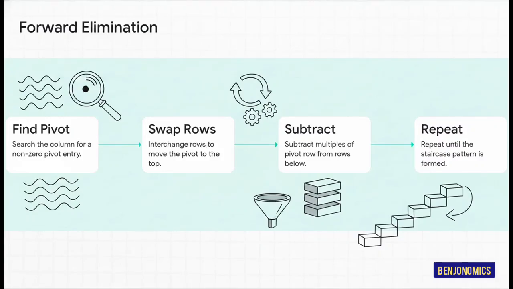Section 3. The Gaussian elimination method. So, how do we actually create that beautiful staircase pattern? Well, we use Carl Friedrich Gauss's brilliant method, specifically the forward elimination phase. It's a flawless step-by-step algorithm. First, you search a column for a non-zero pivot entry. Second, you swap rows to get that pivot right up to the top. Third, you subtract multiples of that pivot row from the rows beneath it. And finally, you just repeat that process until the staircase takes shape. It's a purely mechanical process that economists use to distill raw data down to core answers.